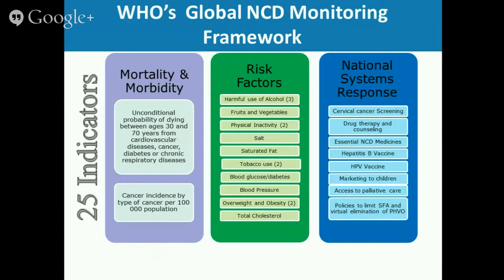Another example that you're all familiar with is the Global NCD Monitoring Framework from WHO, adopted in 2013, including 25 indicators and a set of 9 global targets, to reduce premature NCD-related mortality by 25% by 2025. So the real focus is on health outcomes, NCD risk factors, and national systems responses. However, the more upstream indicators, related to policies and environments, are virtually absent, and that is quite a gap since obesogenic environments are driving unhealthy diets and energy overconsumption.